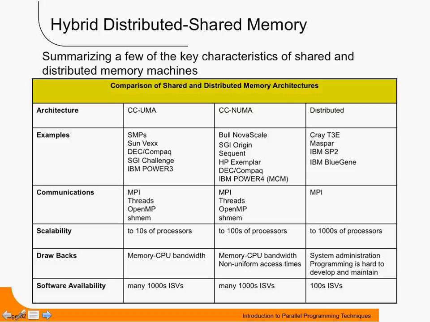The comparison of distributed memory machines along with uniform memory access of shared memory machines and non-uniform access of shared memory machines. Examples of that are symmetric multiprocessor machines like SPARC and Power 4, and distributed memory machines like IBM as well.